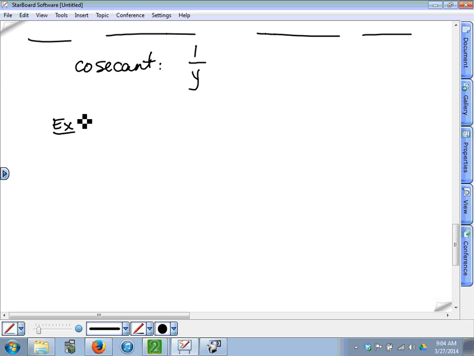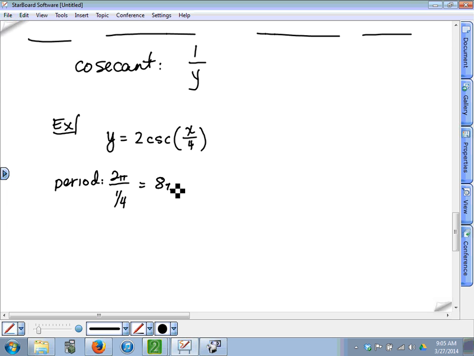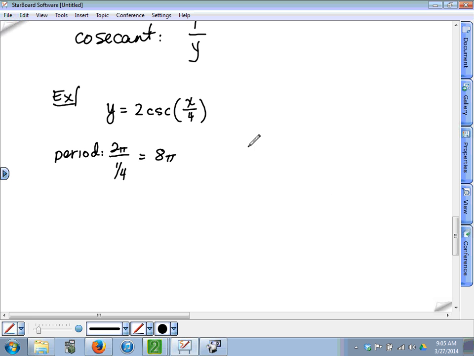Here's an example. Let's graph y equals 2 times the cosecant of x over 4. The similarity here is that the period of the cosecant is the same as the period of the sine, so it has the same formula. Period is 2 pi divided by b. What's b in this case? 1/4. So the period is 8 pi.